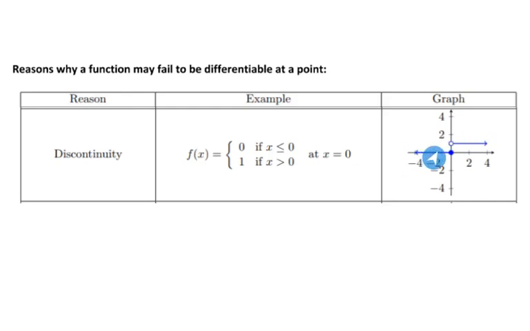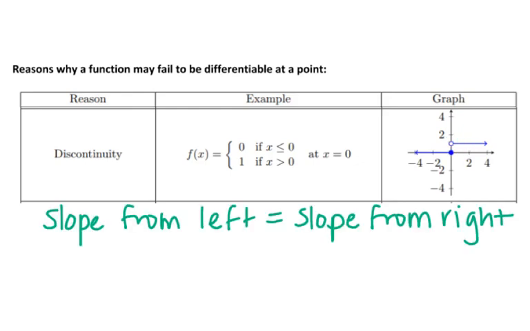Okay, so the slope from the left of 0 and the slope from the right of 0 are actually the same slope. In this case, the slope from the left is a horizontal line, so that slope is 0, and the slope from the right is also a horizontal line with a slope of 0. So it's not the slopes that are the issue. The issue is that there is not continuity at x equals 0. And if there's not continuity, I can't find the slope at 0.